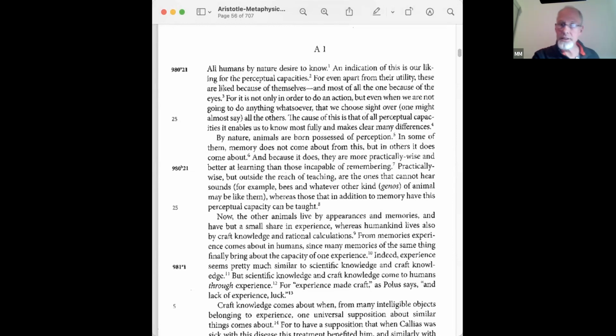So let's read out loud some passages and talk about them. First, we're going to get a sense of what he has to say about knowledge and why he started his metaphysics talking about knowledge.